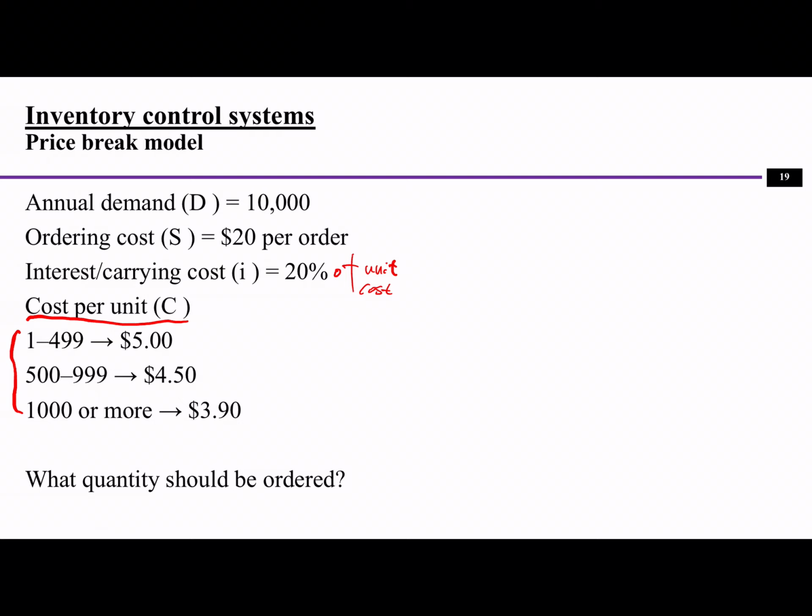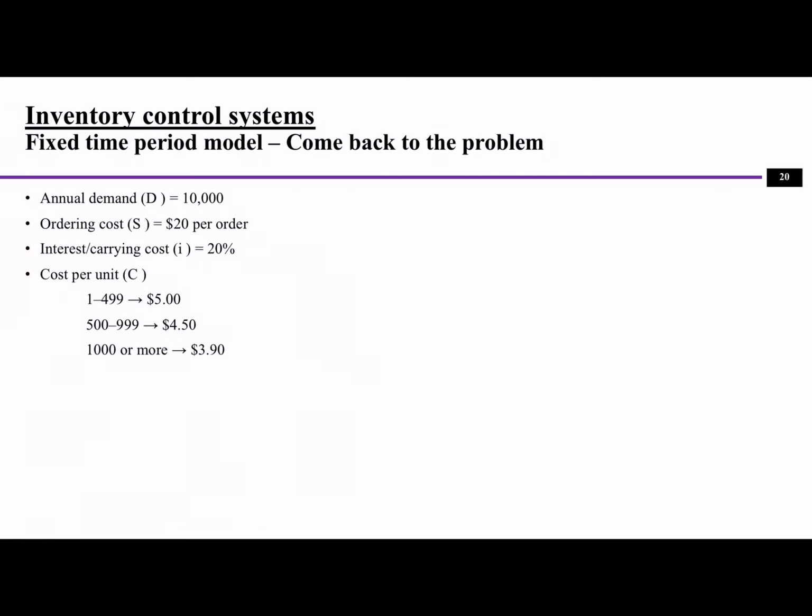Then in this case, how do we find the balance? How do we find out what is the most economic order quantity for my company, or with this item? All right, so now let's look at what really happens in this model. We know these are the basic information we can use for the economic order quantity.